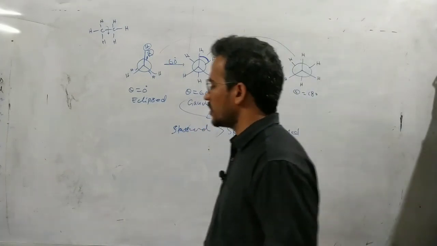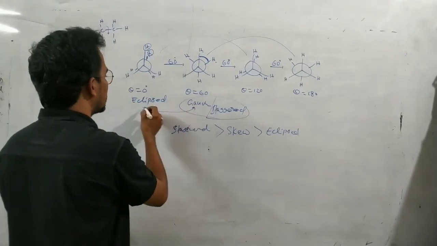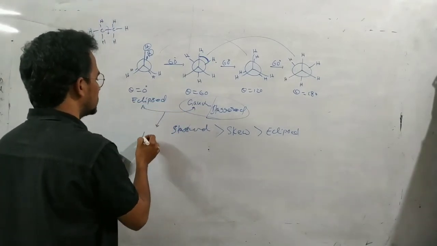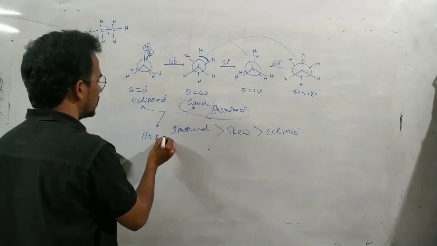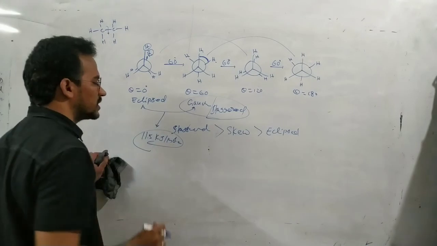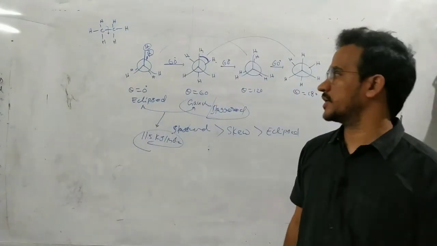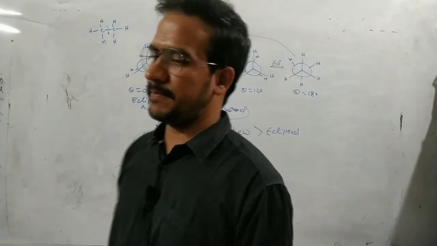Okay, that's it. Now here, the energy difference between the eclipsed conformation and the staggered conformation is 11.5 kilojoules per mole, that means nearly 12 kilojoules per mole. That is the energy difference.